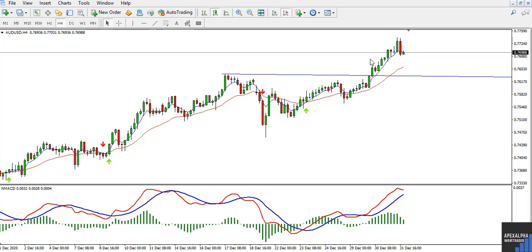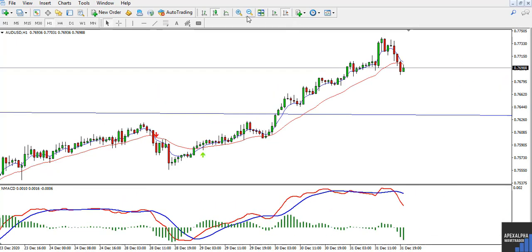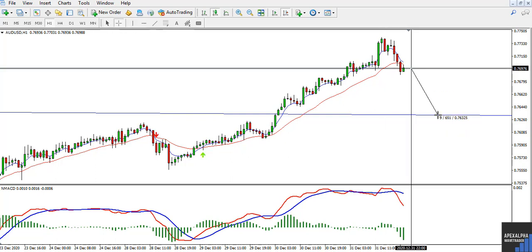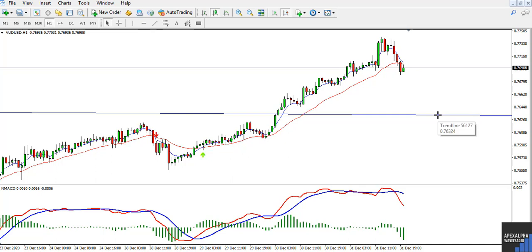So you can either wait for the pullback and then go long, or if you are inclined, you can go to the lower time frame and trade this. Okay, let's see, it should be good for say about 65 pips or thereabouts. Okay, it's still good for a day trade.